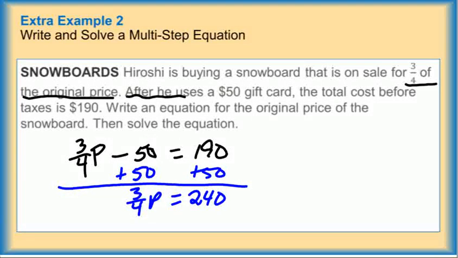Now the opposite of multiplying by 3/4 is multiplying by 4/3. And I take my calculator, I can do 240 times 4/3, so I can do times 4 and divide by 3. I'm left with 320. So the price of the snowboard would be $320.